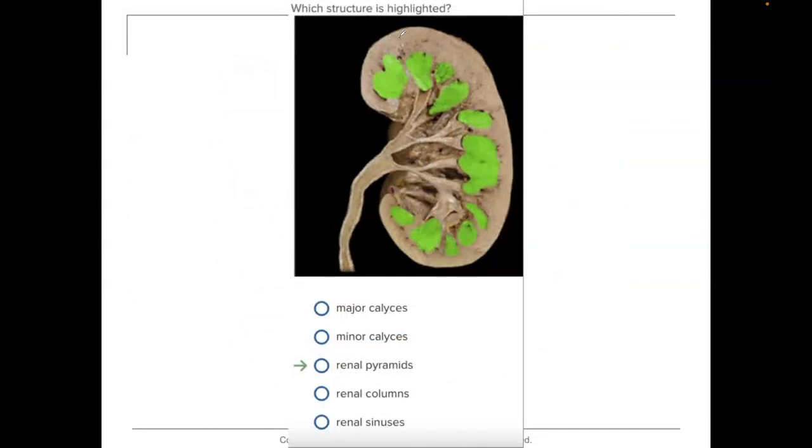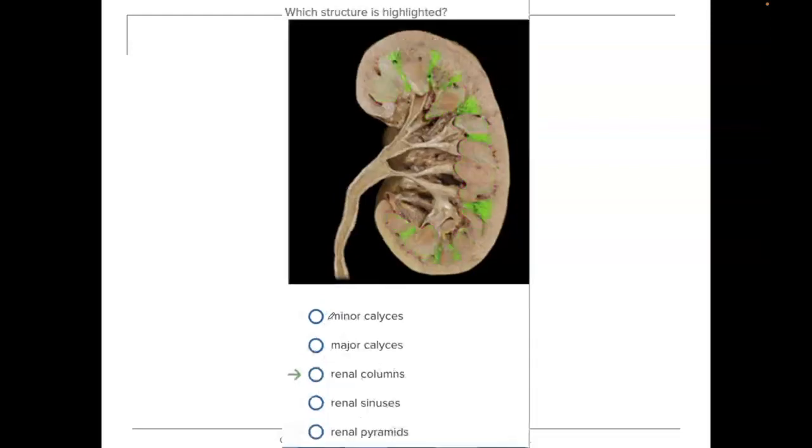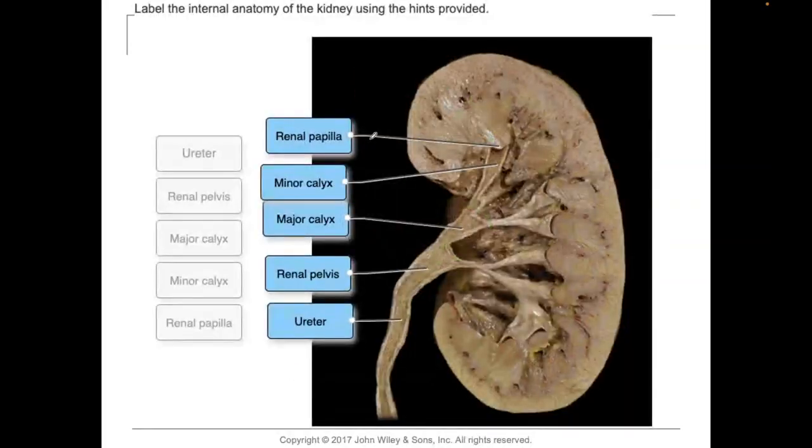Now here, this region is the cortex. These right here are in the medullary region, but notice they're not going to give you those two choices. Although it is in the medullary region, they're giving you the shape of the pyramids, so that's the renal pyramid. In between each pyramid, we have the renal columns. Here is the pyramid at the very tip. That's the renal papilla.